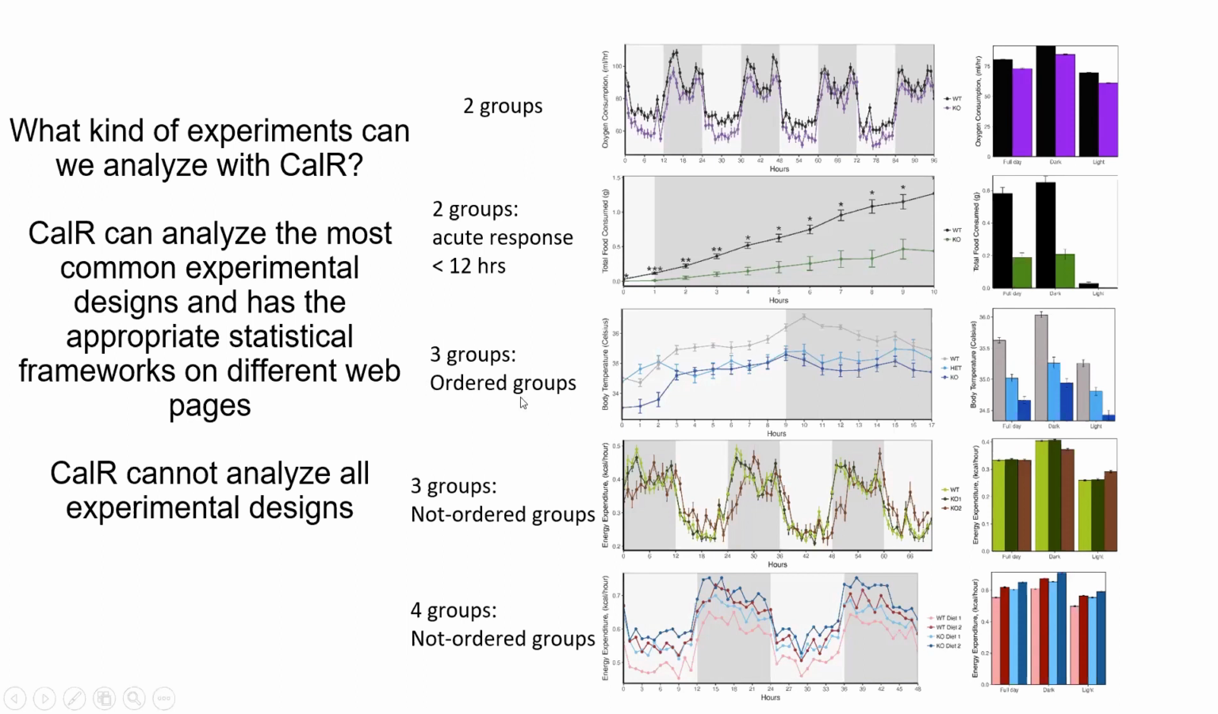You can get a 3-group ordered test. So here you have wild type, heterozygote, and knockout mice, and it's a different statistical framework because they are part of this continuum. You can get a 3-group non-ordered analysis. So this is wild type and 2 different knockouts, where each of the groups is really independent from each of the other groups, and 4 non-ordered groups similarly. So you get not only the ANCOVA or the statistical test, but you also get post hoc tests to determine which groups are significantly different from which other groups.